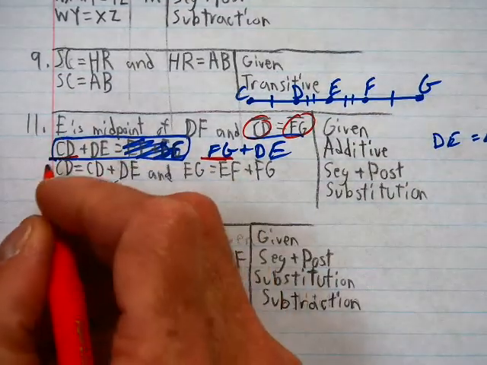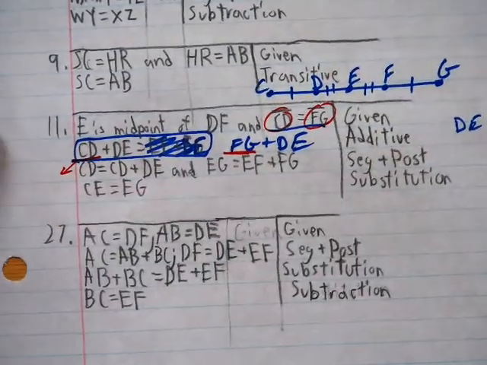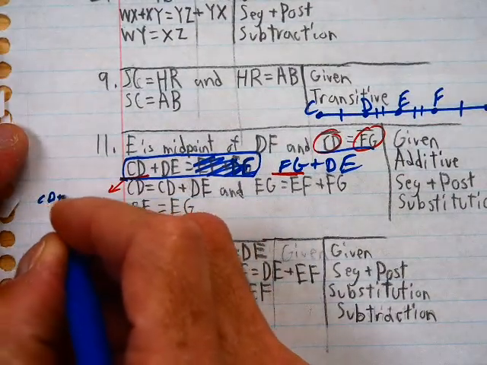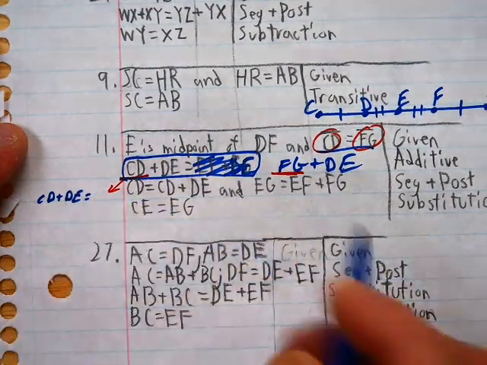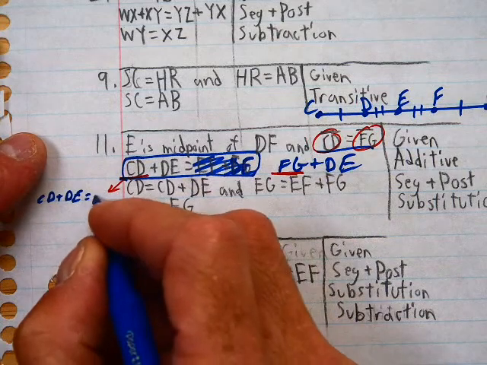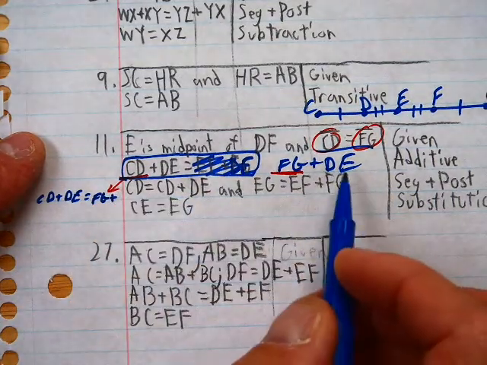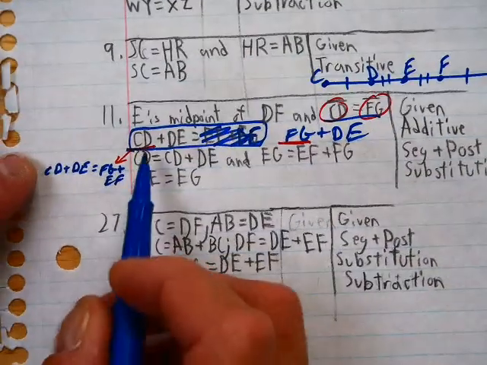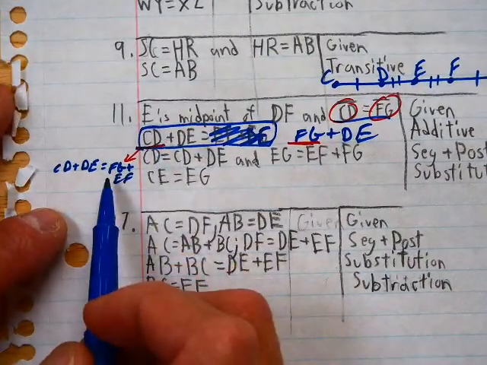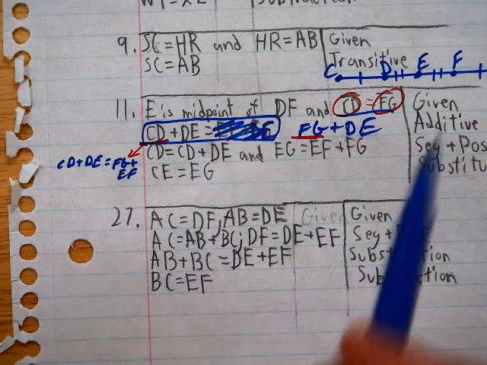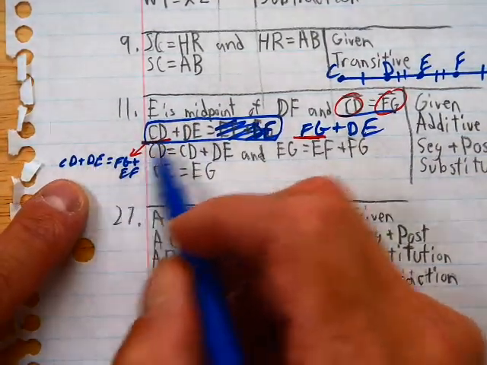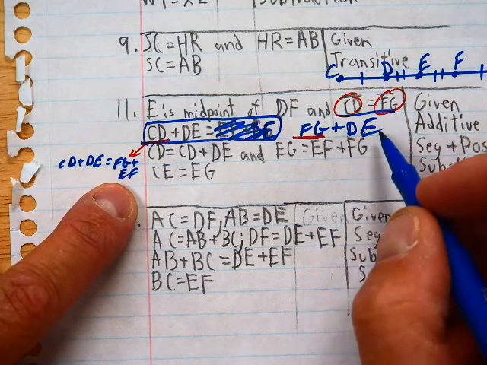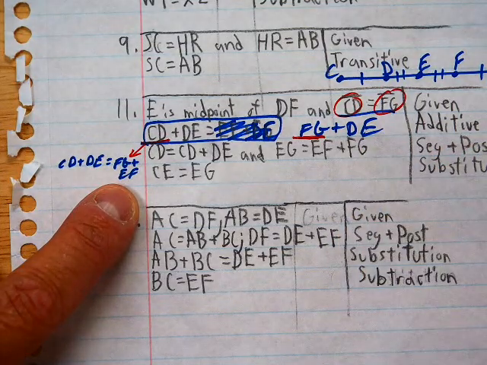Now I'm gonna add one more step here, I'm gonna squeeze this in. CD plus DE equals FG plus EF. How can I go from this to this? What did I change? Always look at what did I change. That stayed the same, that stayed the same, FG stayed the same. DE, EF, what did I do? I did a substitution.